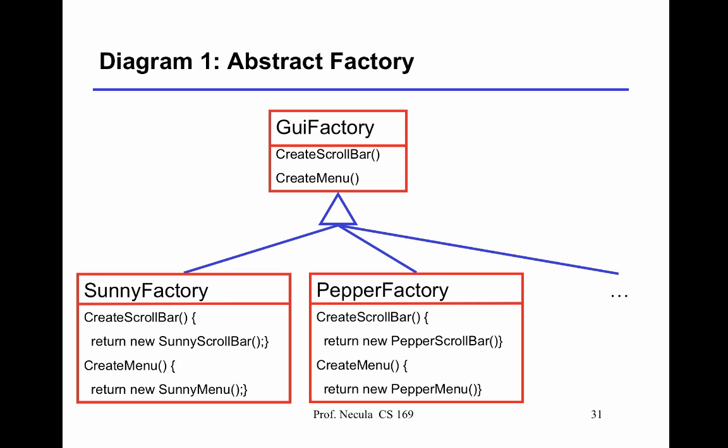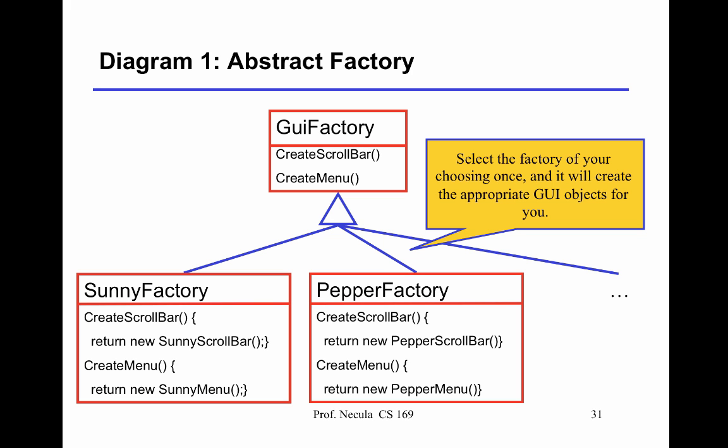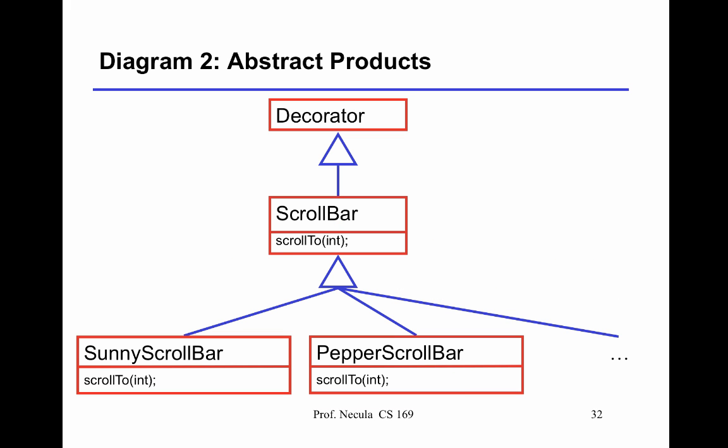Okay, so there's two sets of UML diagrams I want to show about the factory. One is the factory hierarchy. So there's this GUI factory abstract class, and it has several implementations. This one creates scroll bars, Pepper scroll bars. However, notice that the return type of create scroll bar is not Pepper scroll bar, it's not Sunny scroll bar, it's scroll bar. So you also need a similar hierarchy of the products of the factory. So that's the factory that creates the products, and these are the products that are created. Scroll bars, menus, they're all decorators, and there are several kinds of products.